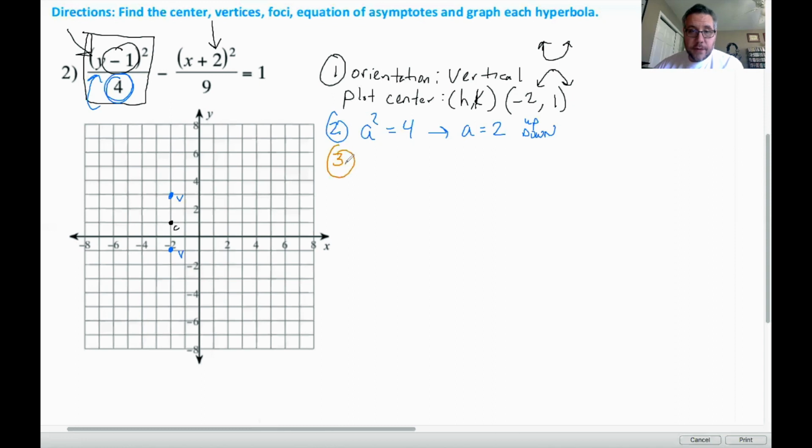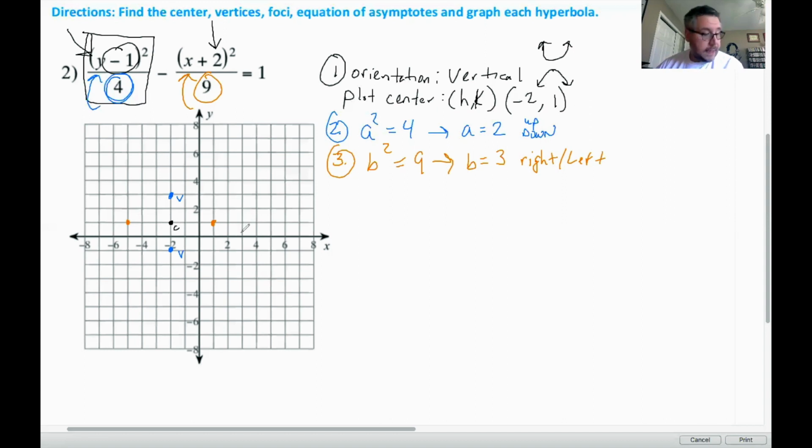Step 3 is to deal with the b squared. So b squared is the second denominator, which is 9. Square root that sucker, and you get b equals 3. And since it's attached to the x fraction, x stuff is horizontal or right, left from the center. So from the center, we're going to go left 3, 1, 2, 3, plot an endpoint, right 3, 1, 2, 3. Okay, if you were to connect those orange points, that would be your conjugate axis, which would be a length of 6. All right.